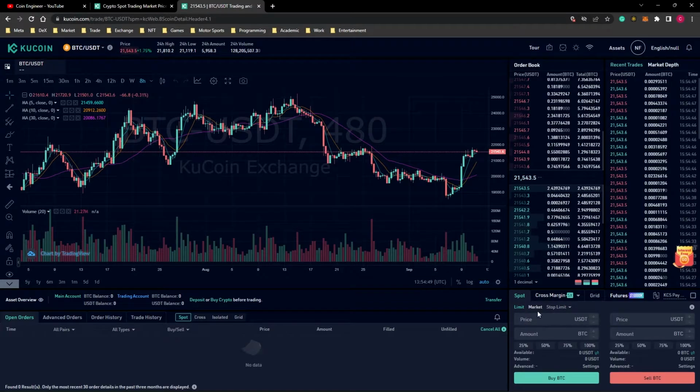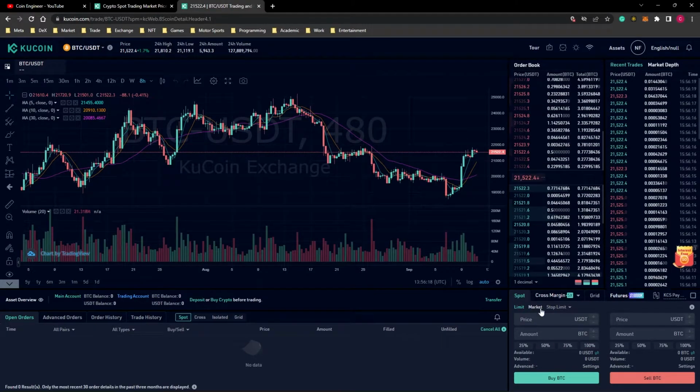Here we have the limit, market and stop limit buttons. You must use the limit order button if you are waiting for a specific price point. You can type the price in this box and set the amount from here. After setting up, you can click on these buy or sell buttons. In this way, you can trade with the least loss possible.